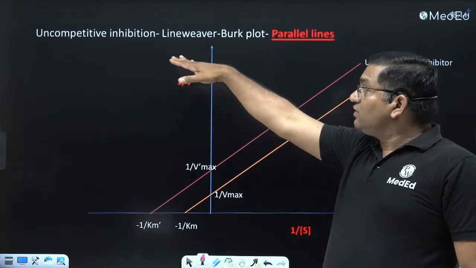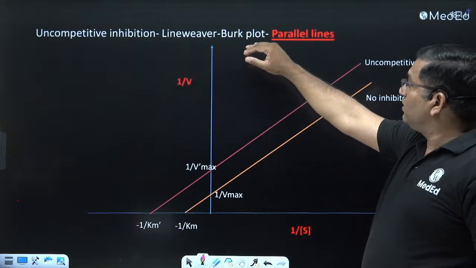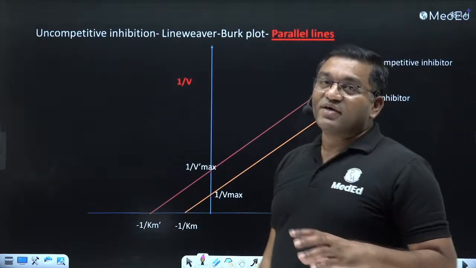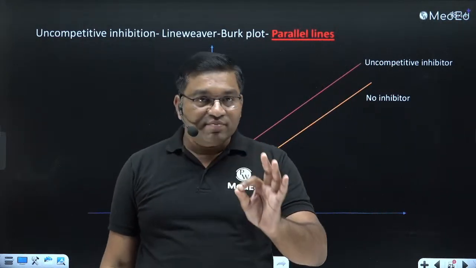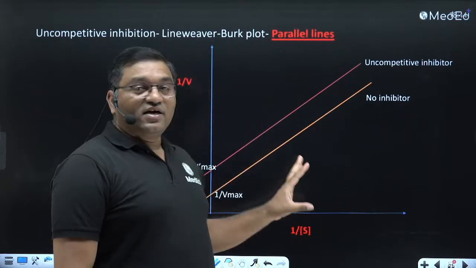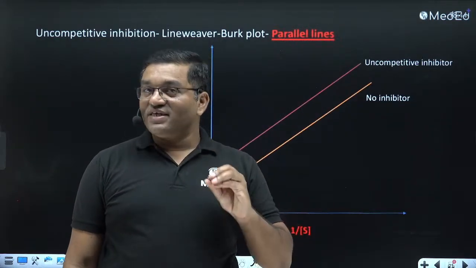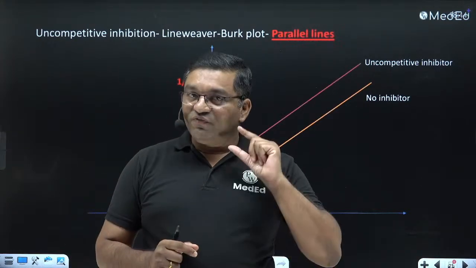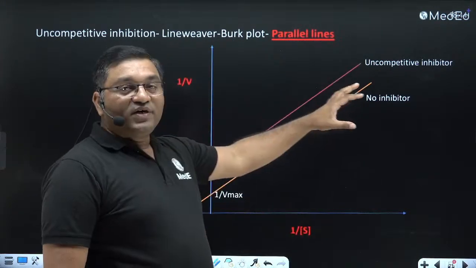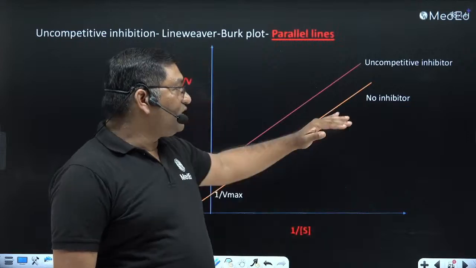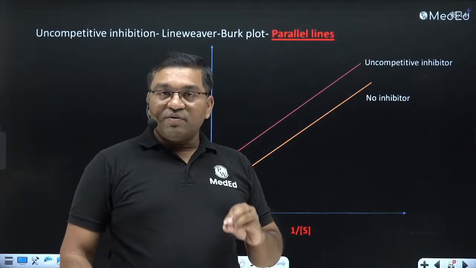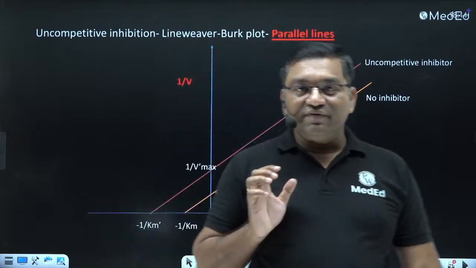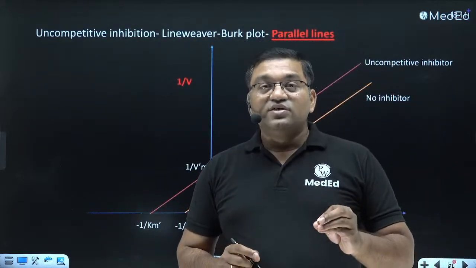Uncompetitive inhibition: in this Lineweaver-Burk plot there are parallel lines, and both decrease, Km decreases, Vmax decreases. So you may get questions on Km and Vmax and these diagrams. So competitive is an X-shaped graph, non-competitive is a V-shaped graph, and uncompetitive inhibition is a parallel graph. In uncompetitive inhibition, both decrease. Remember that Vmax never increases. There is nothing like an increase in the Vmax in presence of an inhibitor.